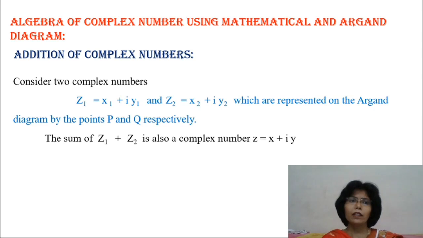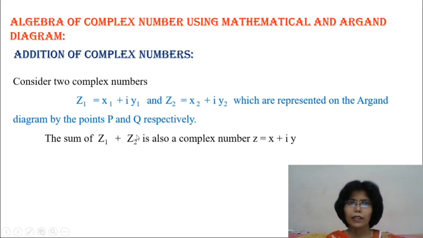Now we'll see the algebra of complex numbers using mathematical and Argand diagram in detail. First of all, we'll study the addition of two complex numbers. Consider the two complex numbers: first, z1 is equal to x1 plus iy1, and z2 is equal to x2 plus iy2, which are represented on the Argand diagram by the points P and Q respectively.